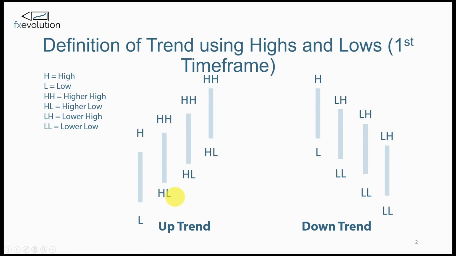Now, for the definition of a first time frame, what we want to see is a series of higher highs and higher lows for an uptrend. So we want to see each consecutive candle or bar, for each consecutive hour, making a series of higher highs and higher lows. We can see that here: a high, a low, followed by a higher high, a higher low, a higher high, a higher low. This makes up what we call the first time frame of trend.